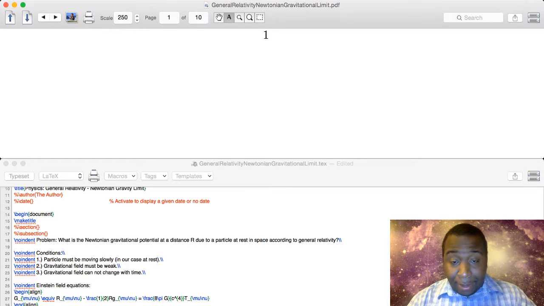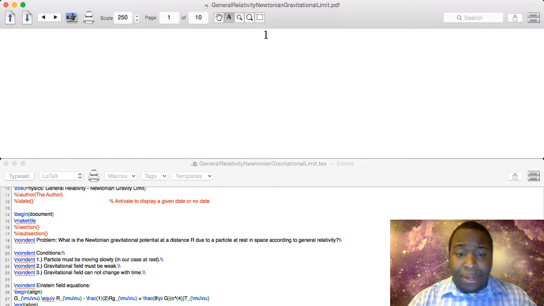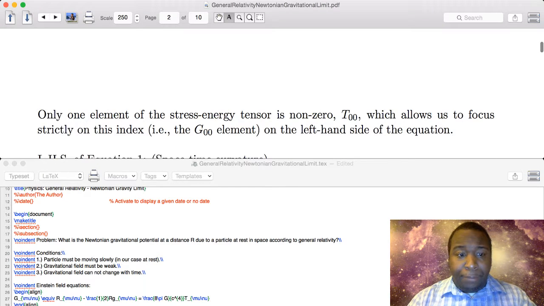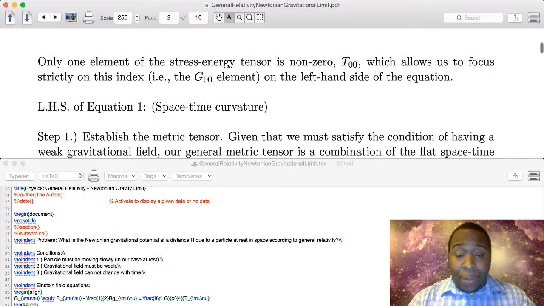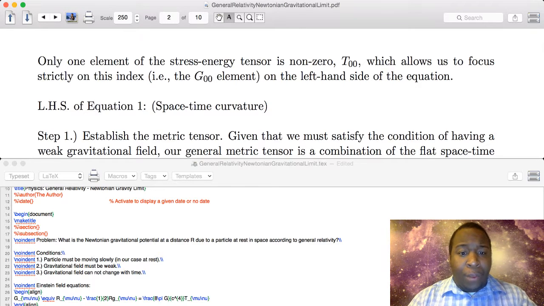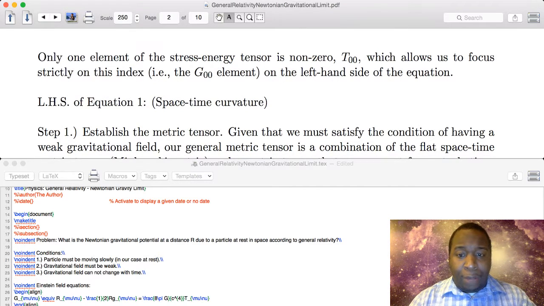The left-hand side of the equation, that is the part of the equation that deals with the curvature of space-time and stuff like that, is a little more complicated. But luckily, we only have to worry about one component of the tensor that's associated with the left-hand side of the equation. And that's, again, the 00 element, but it's the G sub 00 element. And so we were in the process of trying to solve for that.